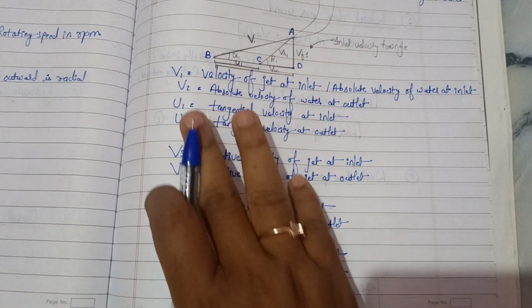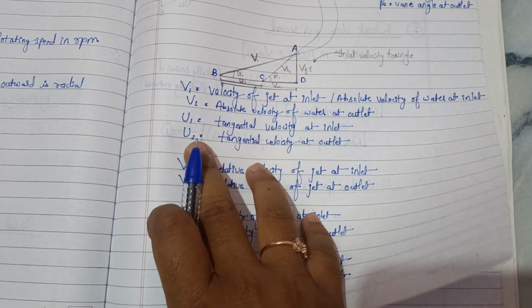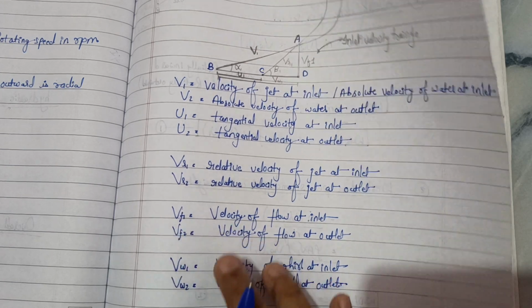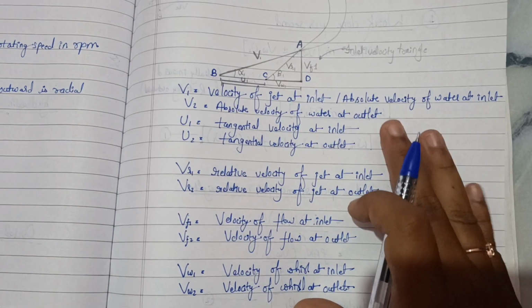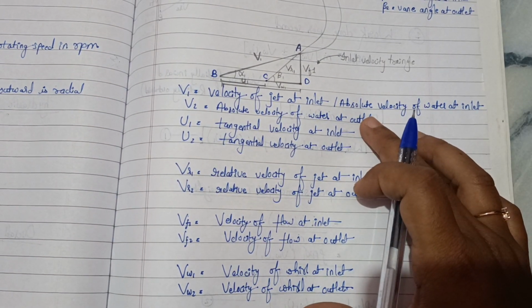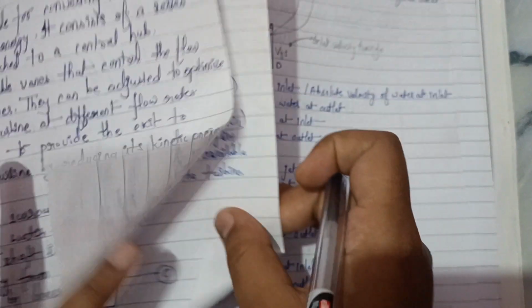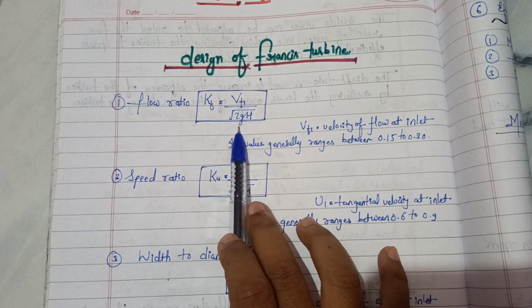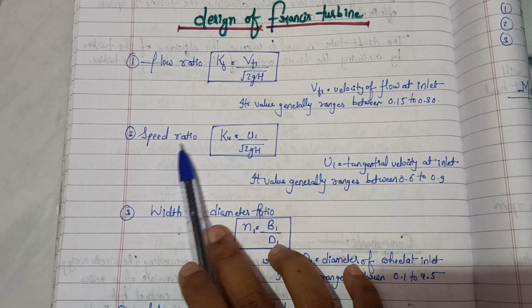In simple terms, V is the absolute velocity, U is the tangential velocity, R is the relative velocity, F stands for velocity of flow, W stands for velocity of whirl. Now if you have understood what is V1, Vr1, Vf1, Vw1, we will proceed ahead with our formulas. So flow ratio is the ratio of velocity of flow at inlet, that is Vf1, upon square root of 2gh.